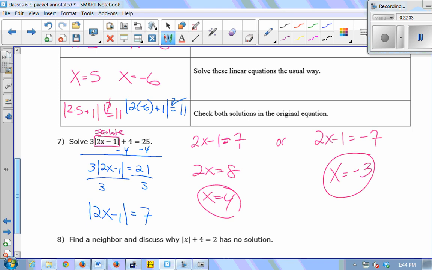Nope. Because I do not set it equal to positive 25 and negative 25. You only do the positive and negative thing at the one step where you're getting rid of the absolute values. Once you have the absolute value isolated, then we set it to 7 and negative 7. Make sense? Okay.